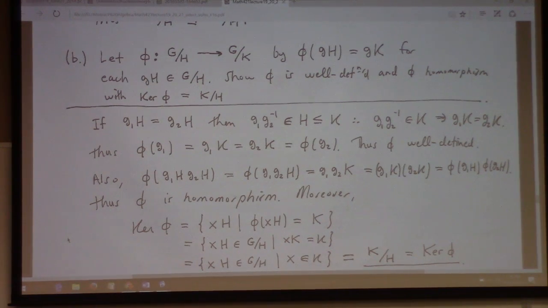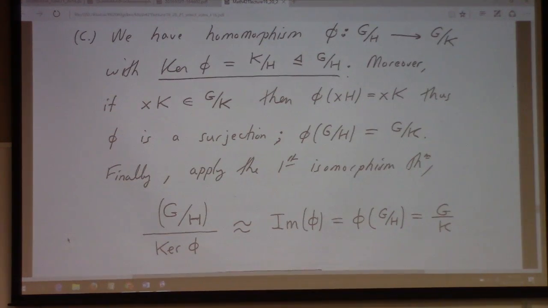And the kernel, I'm looking for xH such that the image is K again, because that's the identity, right? And so that's xK equals K. Well, that just means that x is an element of K. So I'm looking for cosets of the form xH in G mod H such that x is an element of K. Well, that's just K mod H. That's the cosets of H with representatives taken from K, which is K mod H. And so that's the kernel. And then finally, the first isomorphism theorem finishes it.